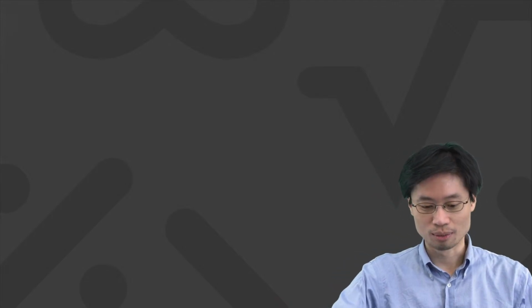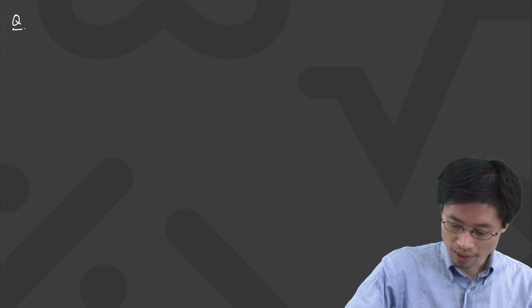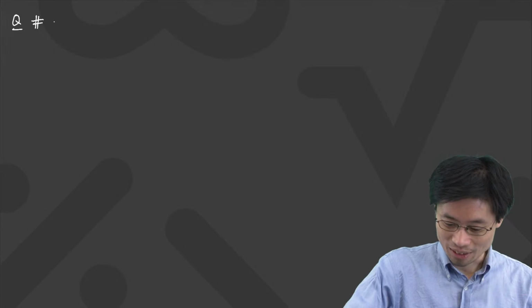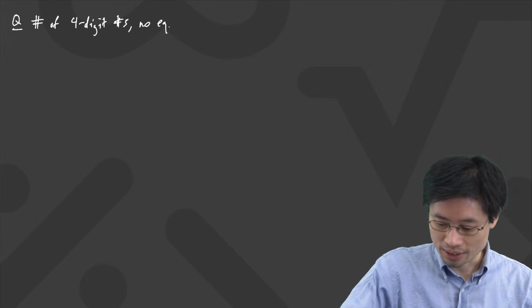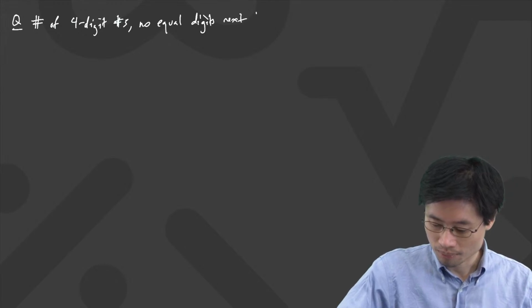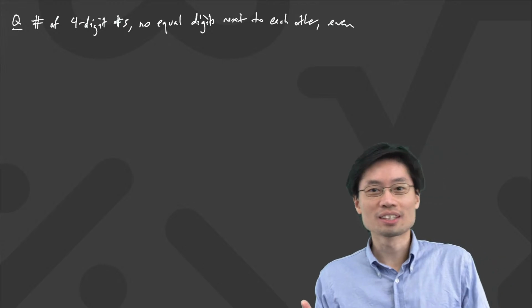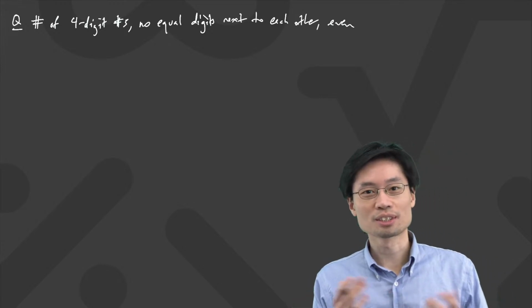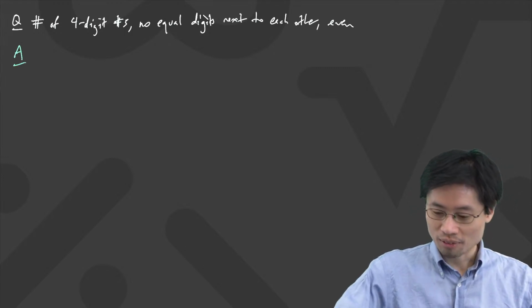First of all, let me remember what the question was. The question was: the number of 4-digit numbers with no equal digits next to each other, and also even. And we found out that the answer to this question seemed to follow some very mysterious sequence.